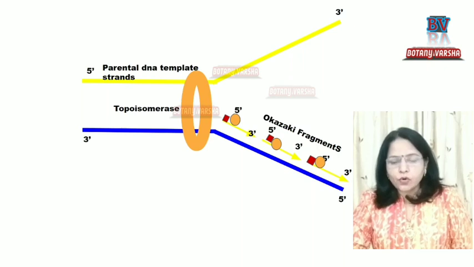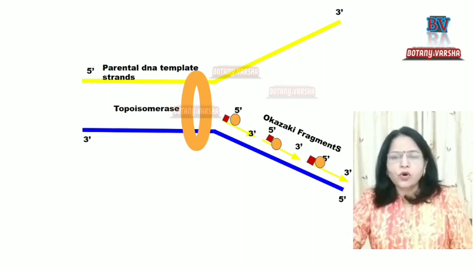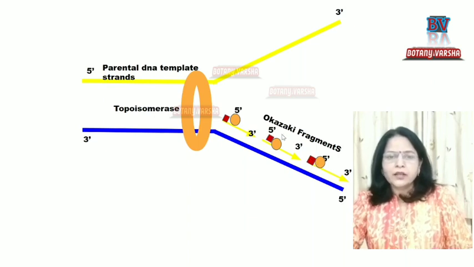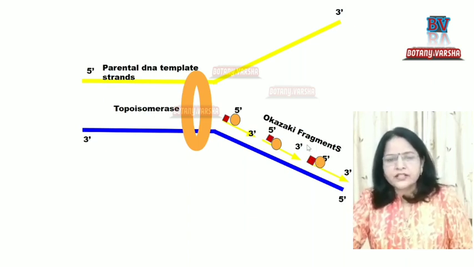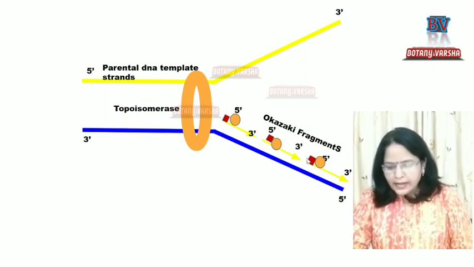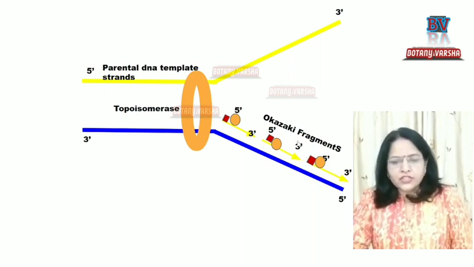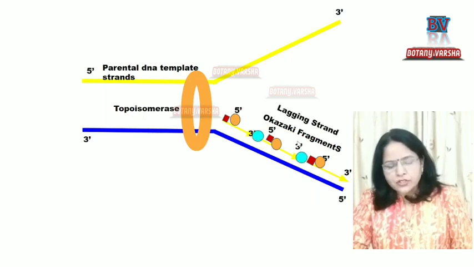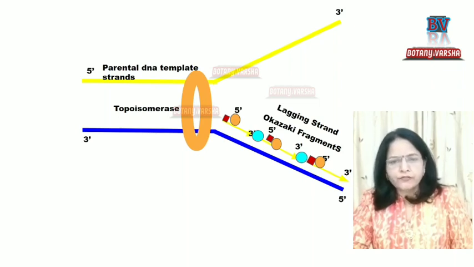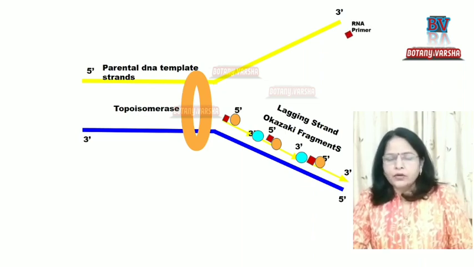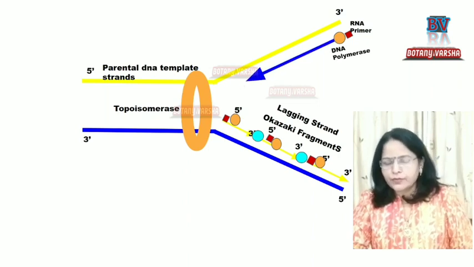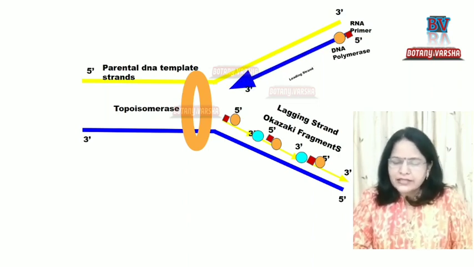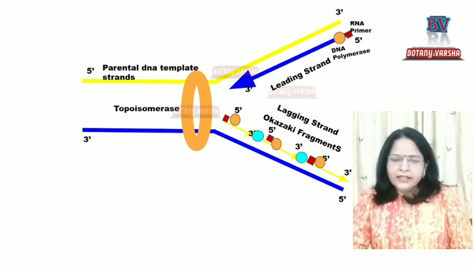On one strand, small fragments are produced. These small fragments are called Okazaki fragments. Here DNA replication is discontinuous, called the lagging strand. The gap which is produced between the different small fragments is filled with DNA ligase. But on the other hand, only one RNA primer is produced, then DNA polymerase starts synthesizing the new strand, and this replication is continuous, and this is called the leading strand.